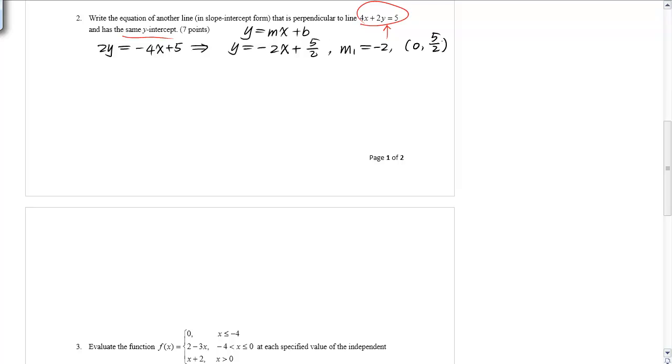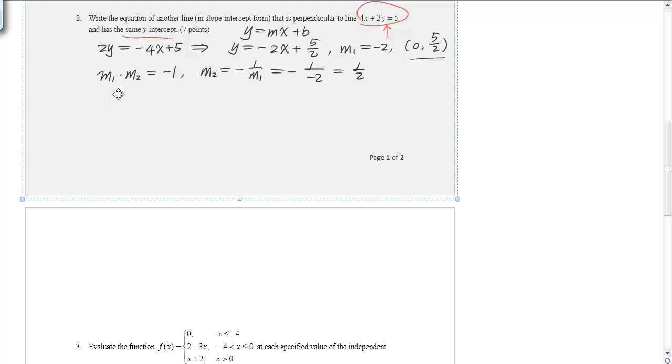Now, to write the equation of the new line, which is perpendicular to this first line, we know that for two lines to be perpendicular to each other, their slopes must satisfy that the product equals -1. In other words, m2 equals -1/m1, which equals -1/(-2). Therefore, this equals +1/2. Okay. So now we're looking for a line that has a slope of 1/2, and it passes through this point (0, 5/2). So we can apply the point-slope method to write this line.